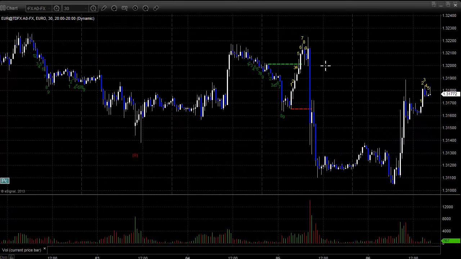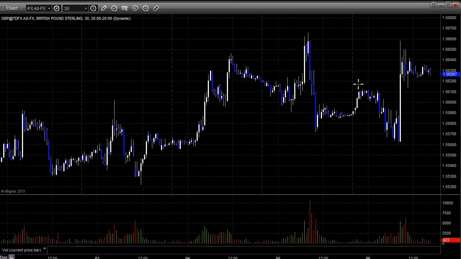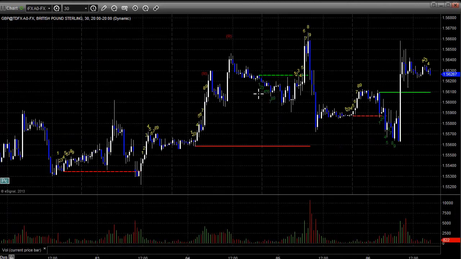A lot of flat spaces in there, except for when we have the news moves. So I wouldn't call that anything particularly exciting. Here's the pound dollar, which had 150 pips of range for the entire week. That's often the average for the day. So to see that for an entire week is not overly impressive. And again, a lot of flat periods and just news spikes, not really market movement.